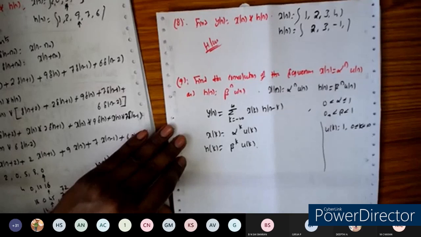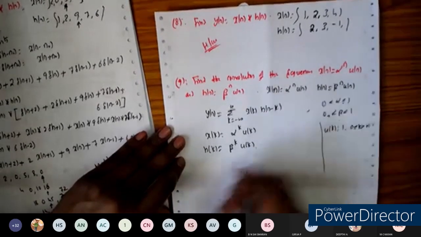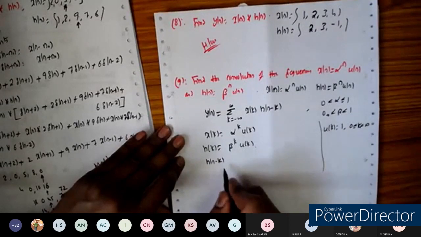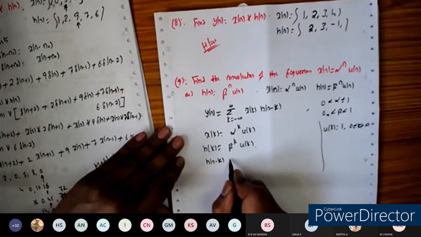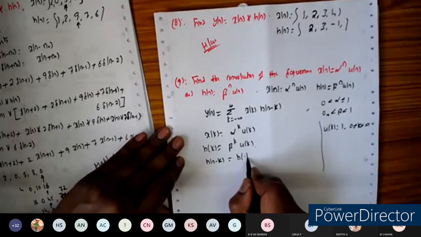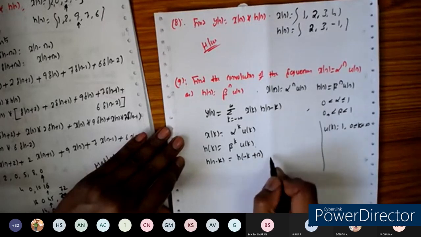Beta to the power of k into u of k. So done. Next in the sequence, we want h of n minus k. This n minus k can be obtained by the operation on h of k, that is h of minus k plus n.